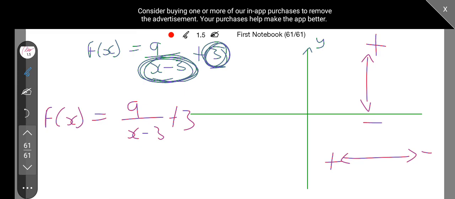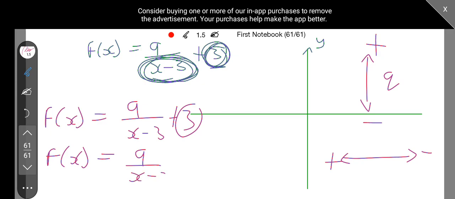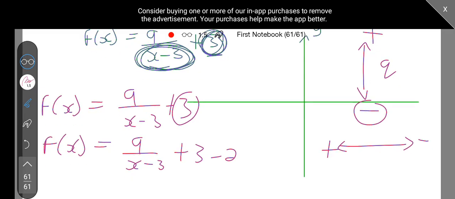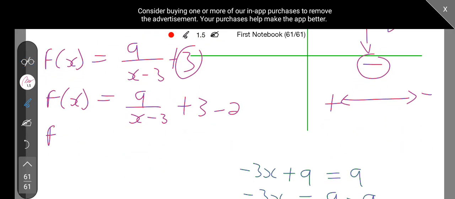When we are talking about up and down, it has to do with the value of q, which is this one. This tells us about the vertical shifting of up and down. So because it's going 2 units down, we're going to do one at a time. Let's shift it down first. That will be 9 over x minus 3, plus 3. Because they are saying down, we're going to subtract 2. And then the new graph will be given as follows. That will be f of x is equal to 9 over x minus 3, plus 1.